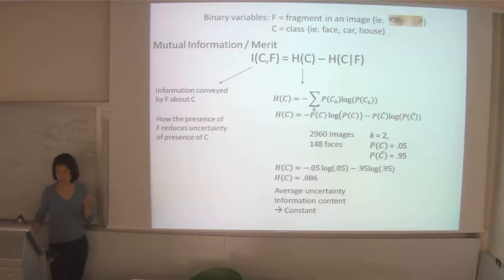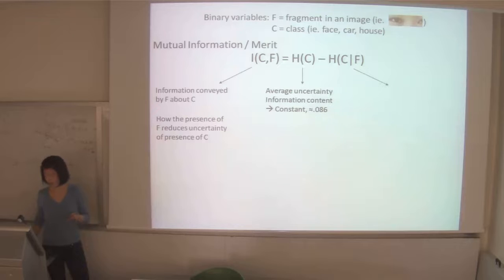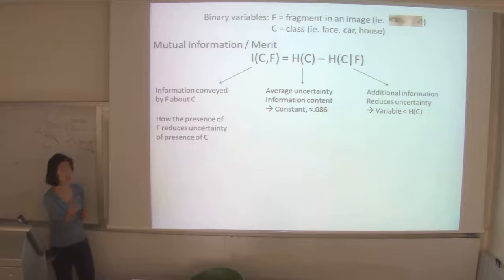The main idea here is that H(C), the entropy of the class, is a constant. So it doesn't change. It remains the same for every image. And the entropy of the class given the fragment F is a variable, because it's the additional information provided by the fragment. This is a variable and it's always less than H(C). So your value for mutual information, or merit, is always positive.